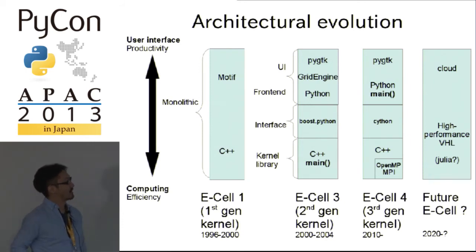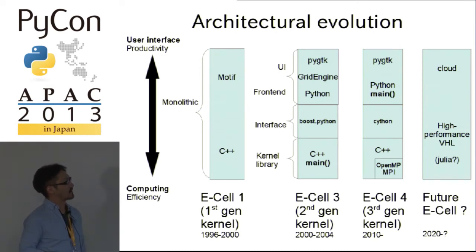In the first version, the architecture was actually monolithic. Everything was written in C++. In the second generation, E-Cell 3, we tried to combine C++ and Python using the Boost Python library.